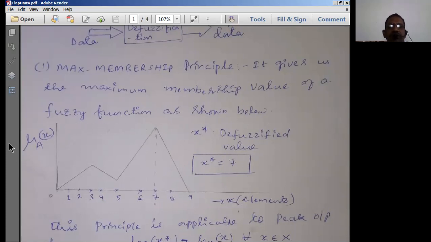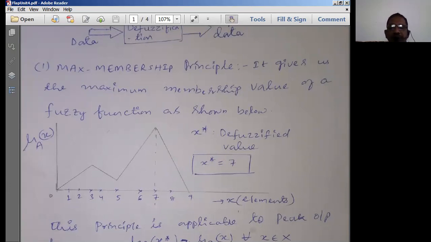This entire function is known as the membership function. What is the maximum of this? This is the maximum value of the membership function. Now corresponding to this maximum value, what value do we obtain? It is going to be x star. We represent the defuzzified value, known as crisp data, as x star. So corresponding to the maximum value of the membership, we find the crisp data from the fuzzy data given to us.